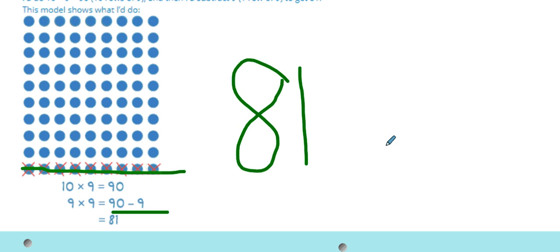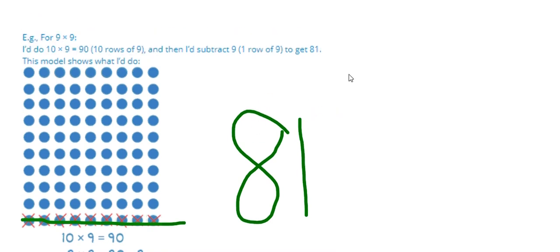Cool thing about the 9 times table, the answers always add up to 9, the digits. So 8 and 1. So if you're ever doing something times 9, it's a kind of quick way to check if maybe you're on the right track. If they don't add up to 9, go check your answer again because it's probably not right.